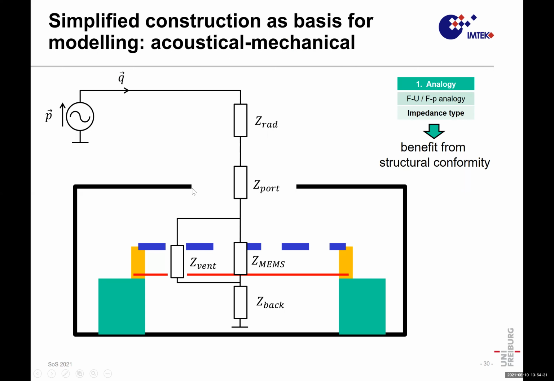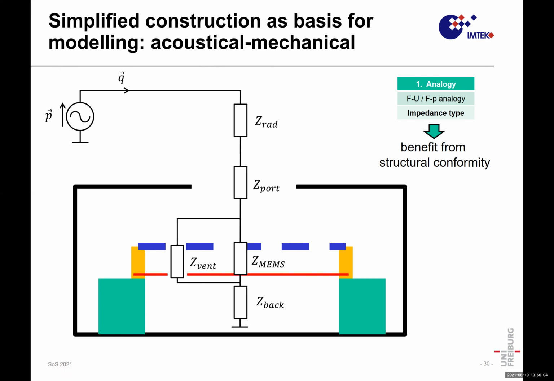Then the port itself is a hole, so we also define an impedance for that. Then I simplify and define a MEMS impedance, so whatever is here: perforation, the gap, and the diaphragm. And I define an impedance for the back plate, and we have a bypass impedance for the ventilation. So this is strictly how the forces add up if we drive from outside into our system.